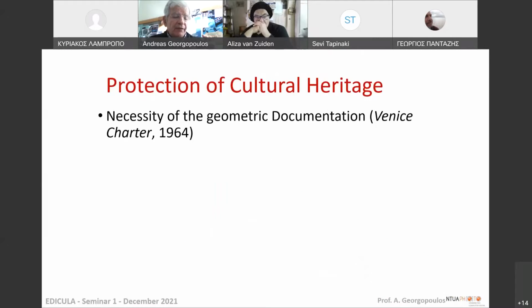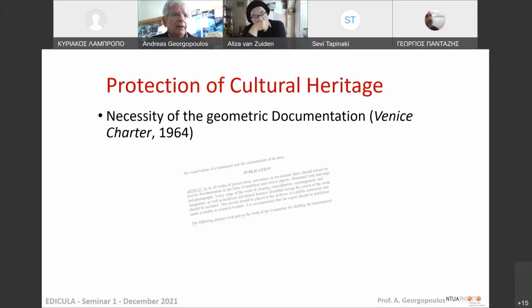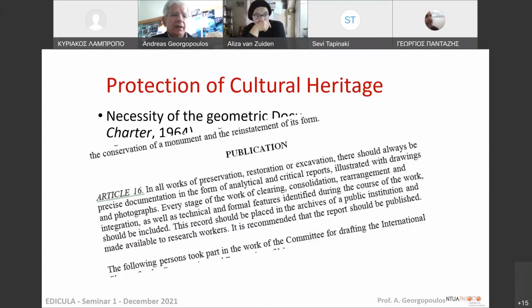So I will focus more on the documentation, and the necessity of the geometric documentation was firstly written down and signed in the Venice Charter about 50 years ago. And in Article 16, in many, let's say, spots in the Charter, but in Article 16, it clearly says that before any intervention, before any study, the documentation of the monument should be performed.